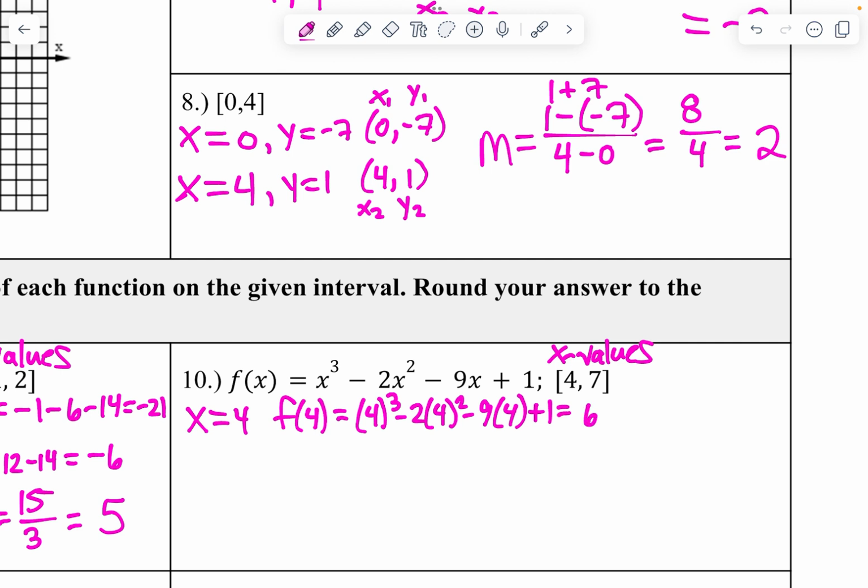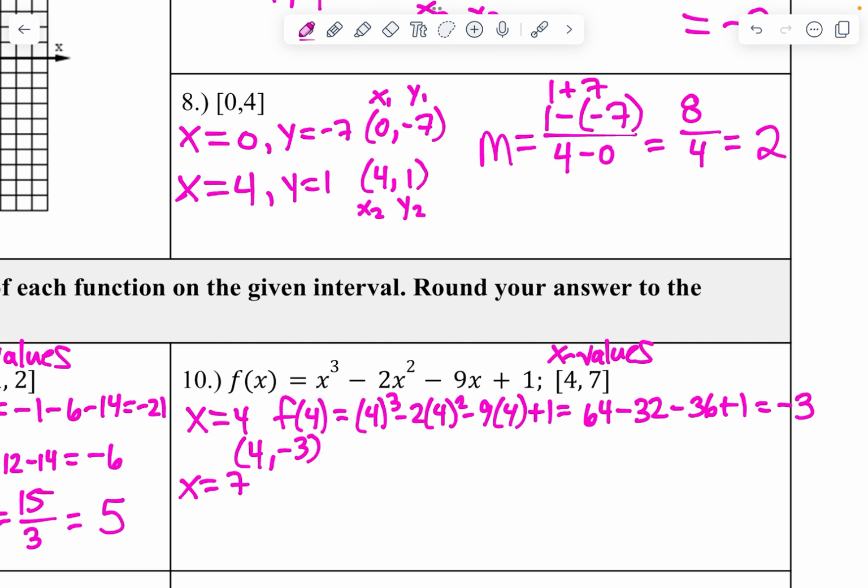So I've got to do my exponents first. So 4 squared would be 16 times 2 is 32. So 64 minus 32 would be 32. Minus 36 would be negative 4 plus 1. We should get negative 3 there. So that first coordinate pair will be 4, negative 3.